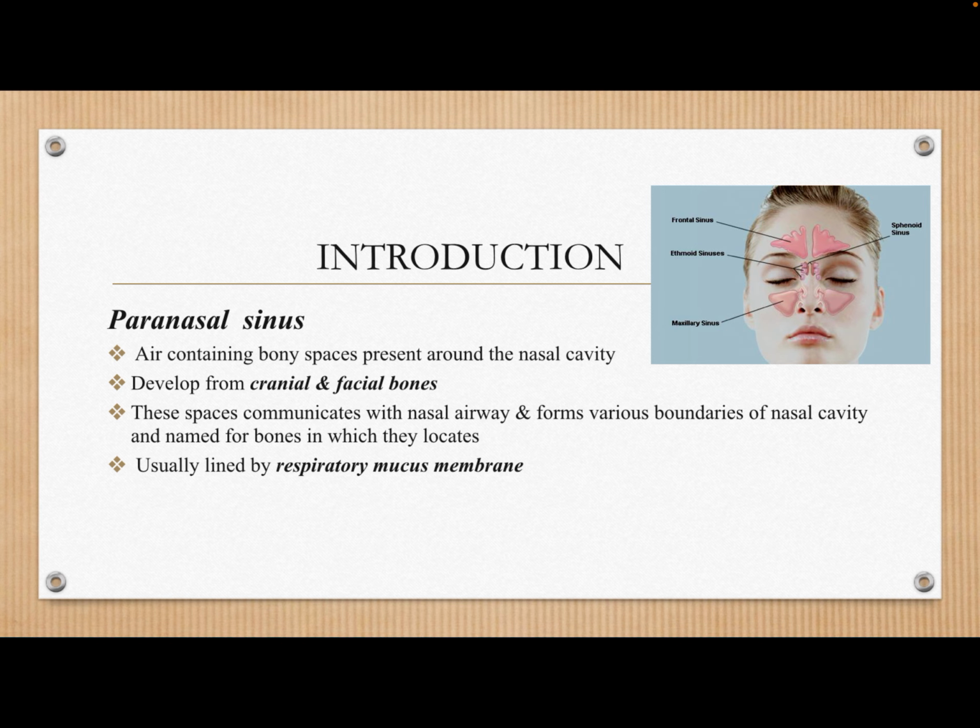So paranasal sinuses are air-containing bony spaces present around the nasal cavity, and they are developed mainly from cranial and facial bones. So these spaces communicate with the nasal airway and form various boundaries of the nasal cavity and are named for the bones in which they are located. And they are usually lined by respiratory type of mucous membrane, so mainly pseudostratified ciliated columnar epithelium.